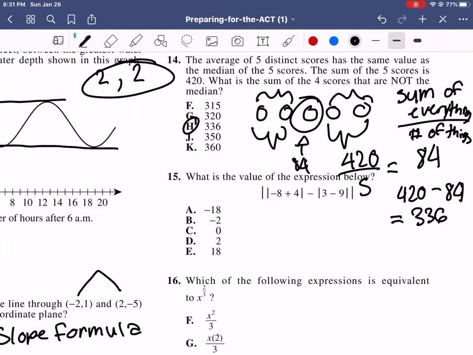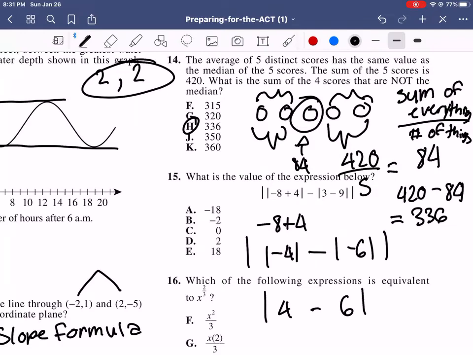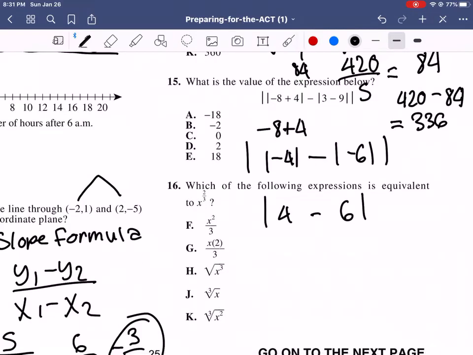What is the value of the expression below? So I would do negative 8 plus 4. That equals negative 4 absolute value minus absolute value of 3 minus 9, negative 6. So you do 4 minus 6 absolute value. You get negative 2 absolute value. You get 2. D is your answer because negative becomes positive in absolute value, so it becomes 2.